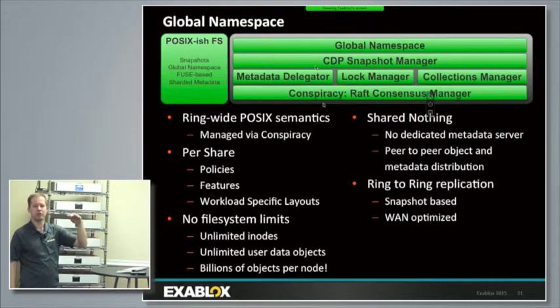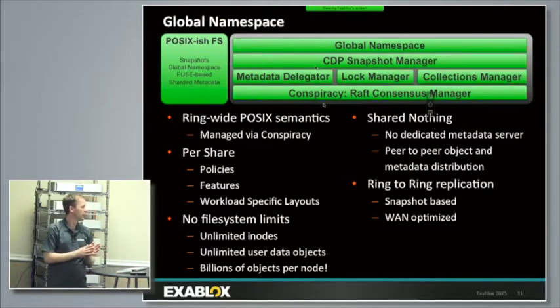And then ring-to-ring replication is all built on this deduplicated content addressable object store and the snapshot by snapshot replication strategy. And so once we take a snapshot, we replicate that snapshot, and it's WAN optimized. It's all deduplicated, and depending on how fast your link is to the other data center, that sets your RPO. We're pretty efficient. We're above 90% utilization on that.